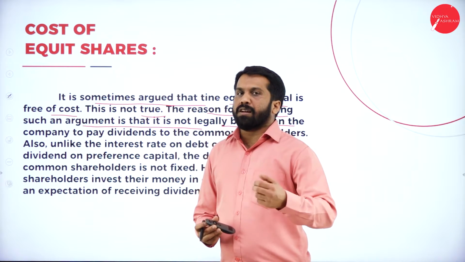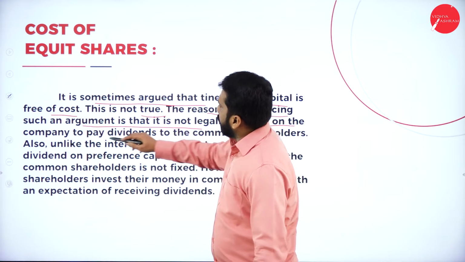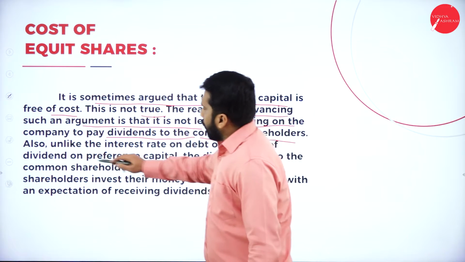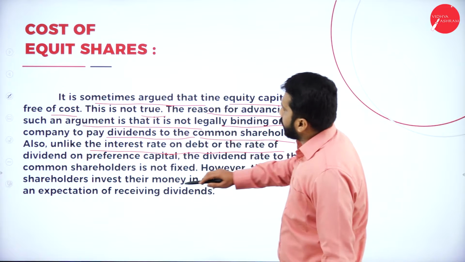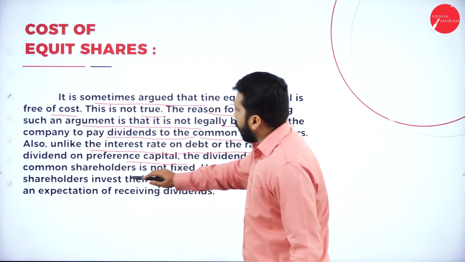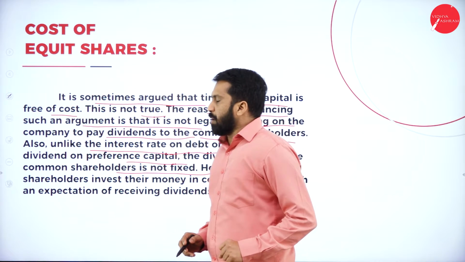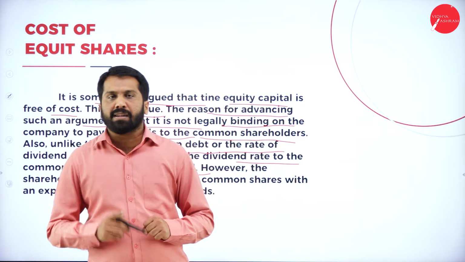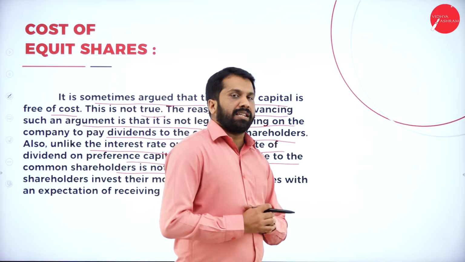If there is profit, you give it off. If there is no profit, don't give. Now, the company pays dividend to the common shareholders. Also, unlike the interest rate on debt or the rate of dividend on preference capital, the dividend rate to the common shareholders is not fixed. Normally, for preference shareholders there is a fixed rate of dividend. But for equity shareholders, there is no fixed rate of dividend.